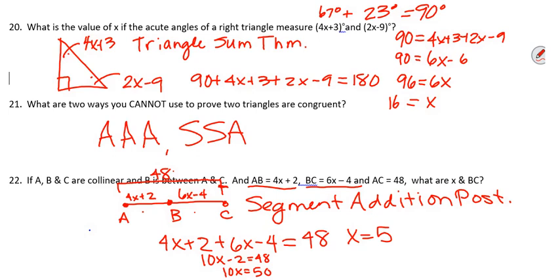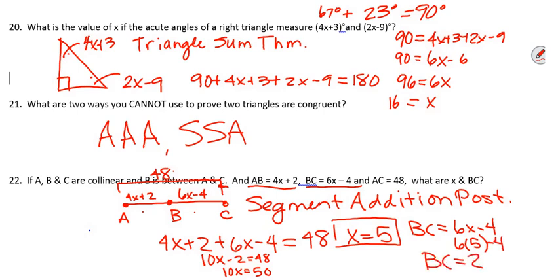That is not the ultimate answer. It says what are x and BC. So x was 5, true. But then we have to plug that back in to get BC. So BC is equal to 6x minus 4. So we're going to do 6 times 5 minus 4. That's 30 minus 4. So BC is equal to 26.